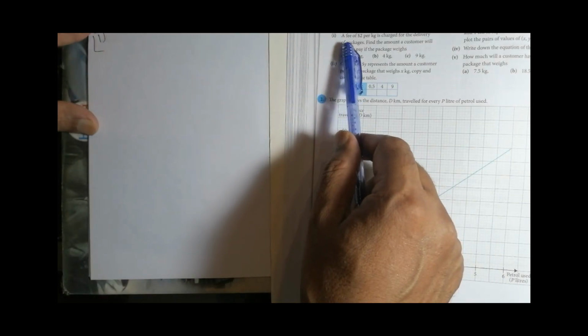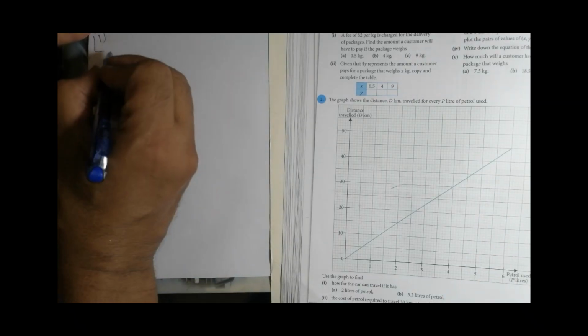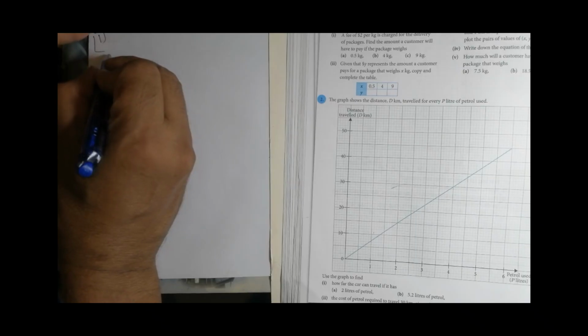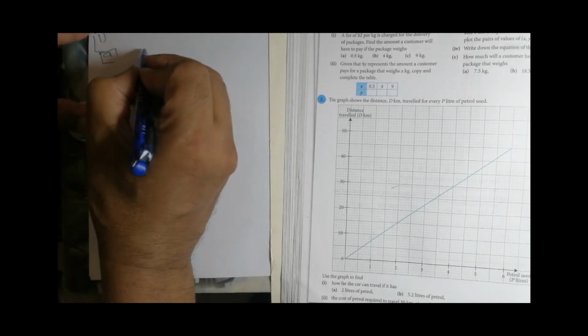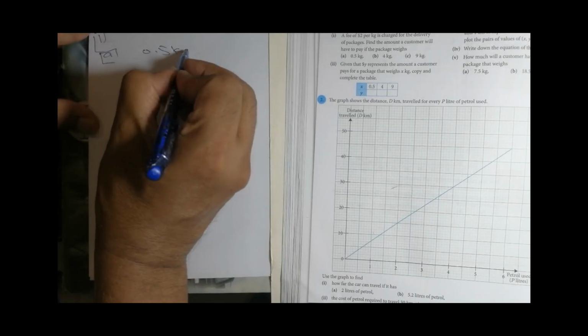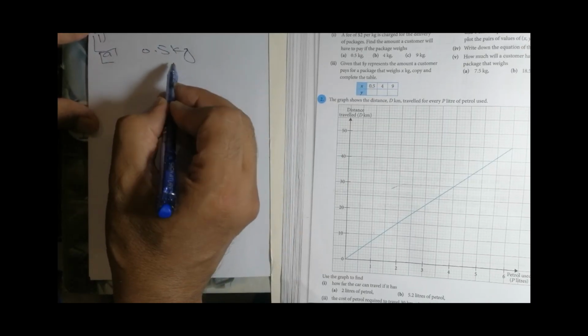Question number 1. An online retailer charges a basic service fee of $3 for any purchase made. So $3 is a permanent or constant for any purchase. Part 1 is a fee of $2 per kg charged for the delivery of package. Find the amount a customer will have to pay if the package weighs 0.5 kg. Part A, 0.5 kg.